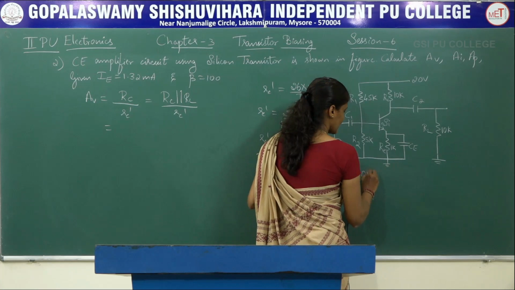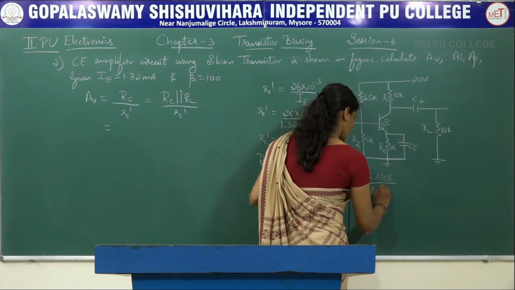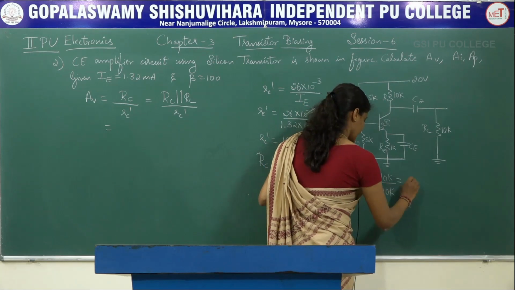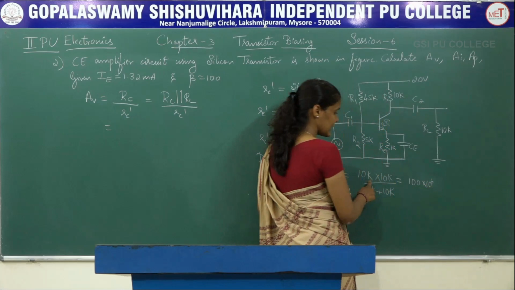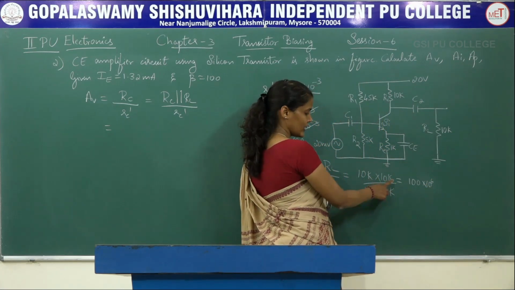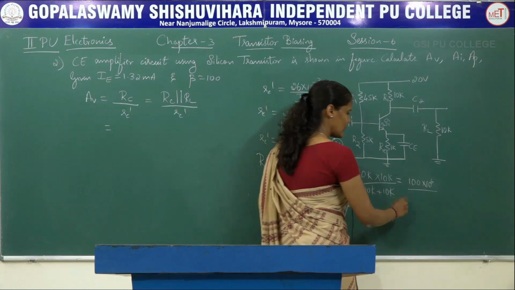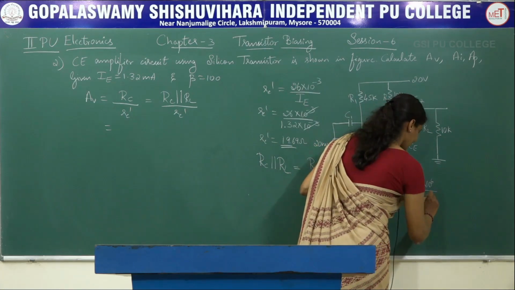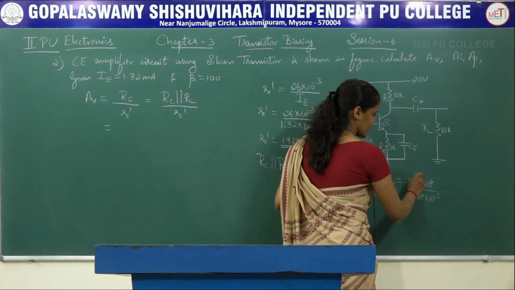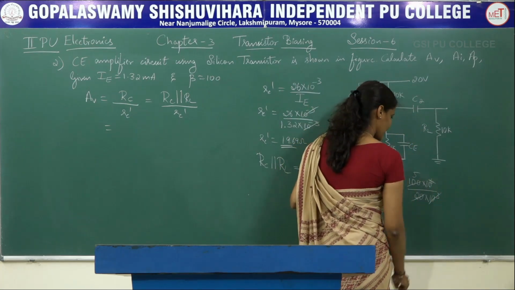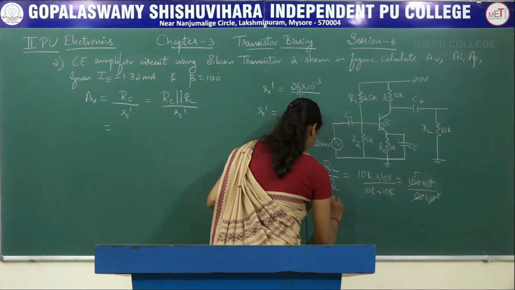So 10 kilo into 10 kilo divided by 10 kilo plus 10 kilo, that is 100 into 10 to the power of 6, that is 6 kilo and kilo, 10 to the power of 3 into 10 to the power of 3, that is 10 to the power of 6. 10 kilo plus 10 kilo is 20 kilo, 20 into 10 to the power of 3. So 2 ones are 2, 2 fives are 10, this 3 gets cancelled with this. So I will be left with 5 kilo ohms.